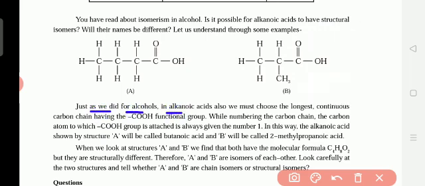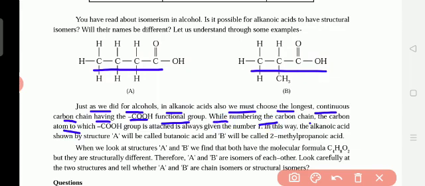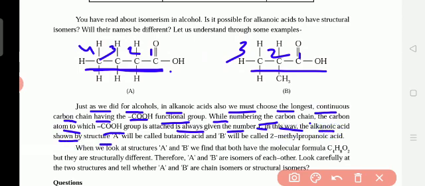In alkanoic acids also we must choose the longest continuous carbon chain having the COOH functional group, so longest chain of 4 carbons. Okay, while numbering the carbon chain, the carbon atom to which the COOH group is attached is always given the number 1. So always where the COOH is added to the carbon chain, give the number 1, right? 1 2 3 4 and 1 2 3. Okay, so in this way the alkanoic acid shown by structure A will be called butanoic acid. 4 carbons, so butanoic acid.